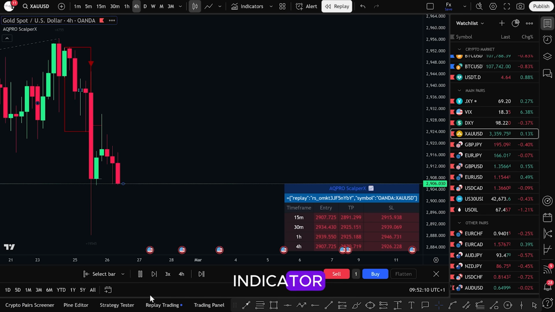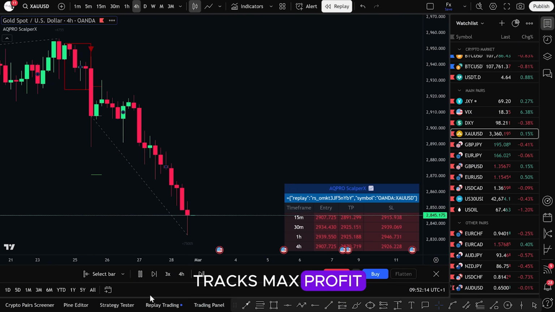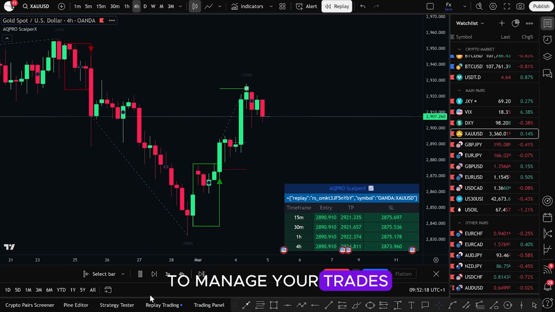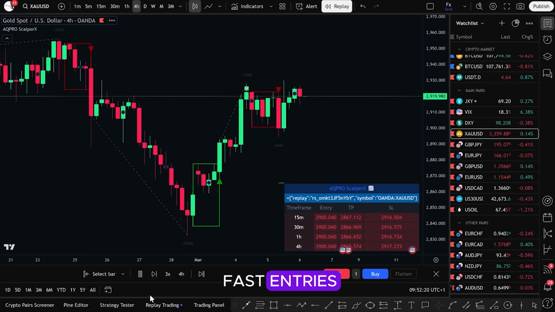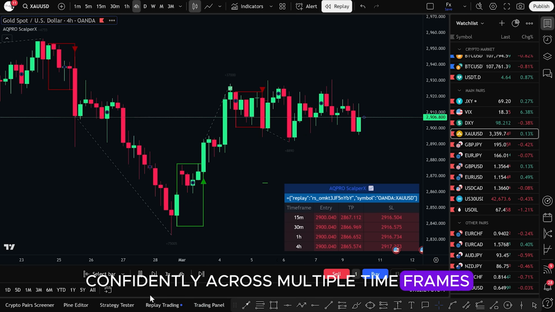AQ Pro Scalper X Indicator spots real-time breakout signals, tracks max profit, and shows smart take profit and stop loss levels to manage your trades. Use it to catch fast entries, filter out noise, and trade breakouts confidently across multiple time frames.